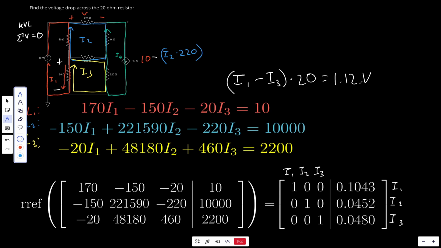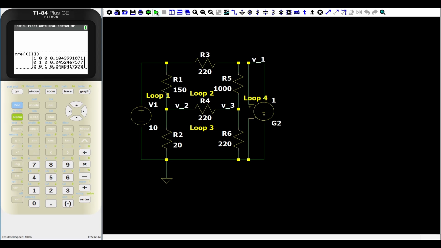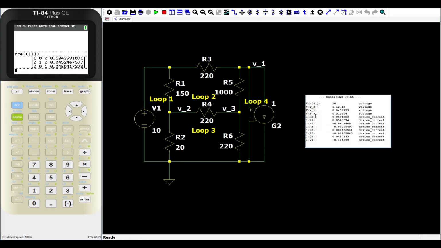And we can go ahead and verify this using a circuit simulator just by going over here. Now here is the circuit simulator. I go ahead and run it. And now after running it, I can see that indeed V2 happens to be about 1.127 volts. So we did that math correctly. Let's go ahead and do some other voltage drops. Let's say the voltage drop across this resistor.